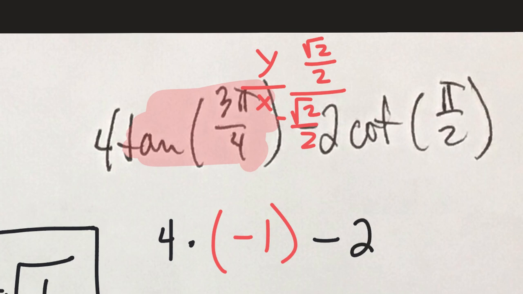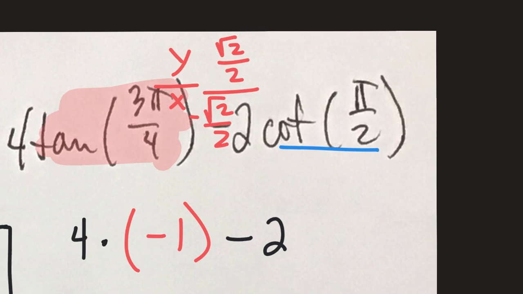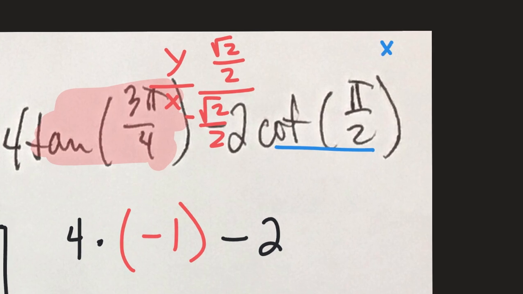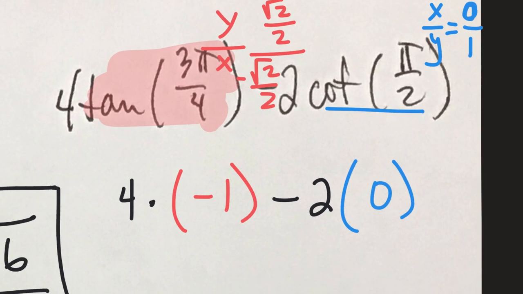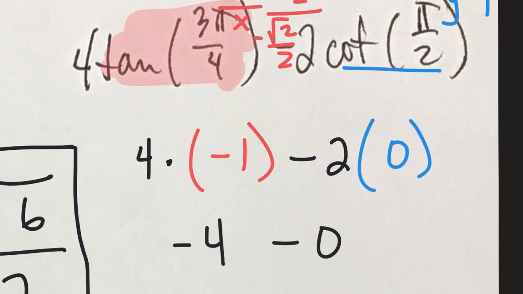Minus 2 times the cotan at pi over 2. So remember, cotan is x over y. At pi over 2, the x-coordinate is 0 and the y-coordinate is 1. So 0 divided by 1 is 0. Yeah, pretty nice. So negative 4 minus 0, this simplifies to just negative 4.